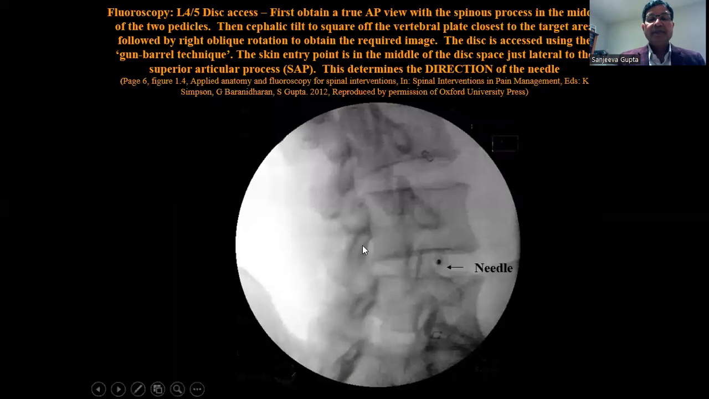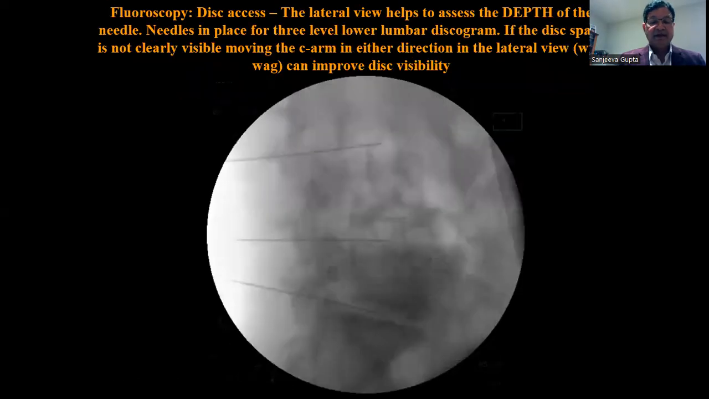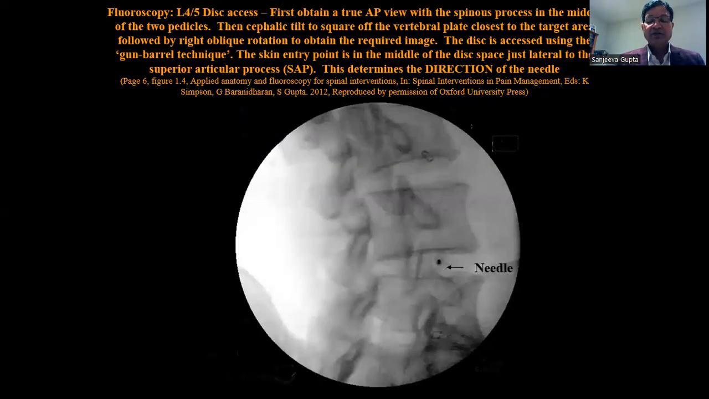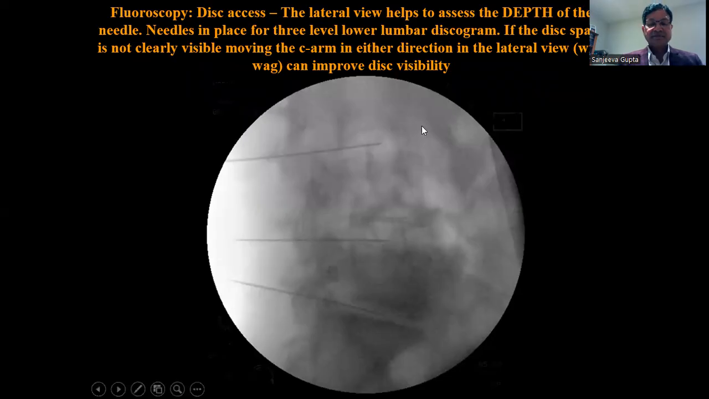So you can see here, it's a right oblique view. Identify the structures: vertebral body, that is the pedicle, superior articular process of L4, and using a gun barrel technique, just in front of the superior articular process of L4, in the middle of the disc, we are entering the intervertebral disc. And this is a lateral view. So as I said, direction, depth, direction. That is the lateral view. Again, the disc spaces here.